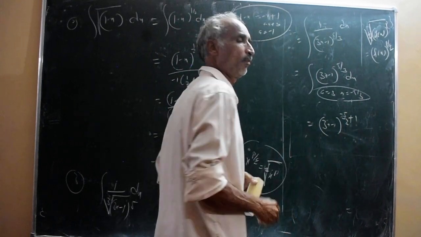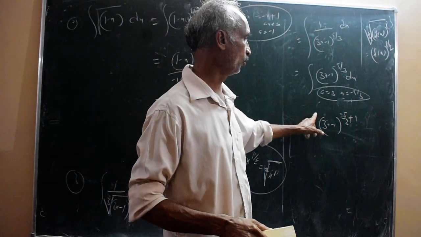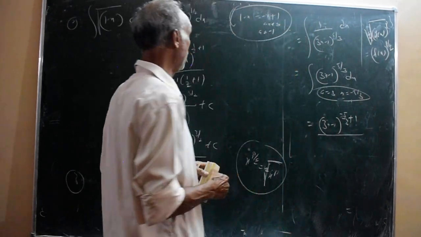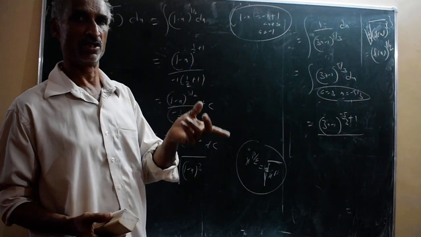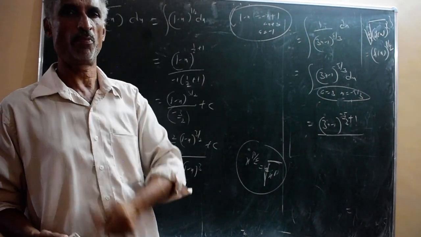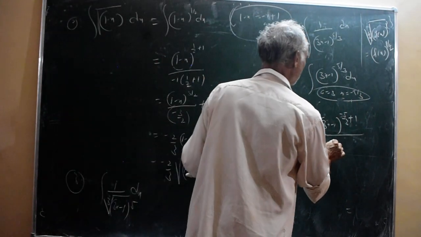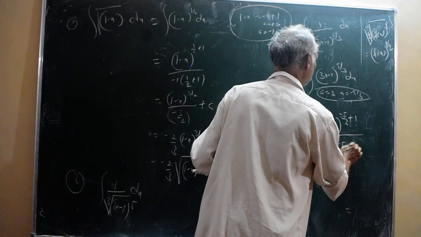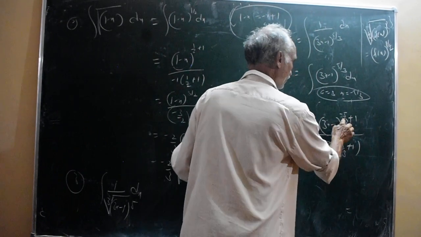So when the integration formula is taken, don't write the integration sign again. Integration of (ax plus b) whole raised to n is equal to (ax plus b) whole raised to n plus 1 upon a into n plus 1. Here a is 3, so it is 3 into n plus 1.